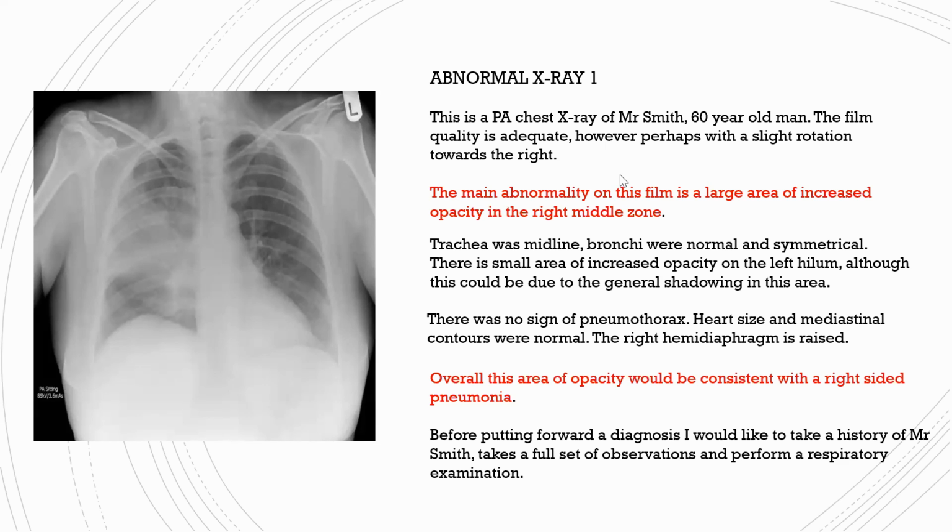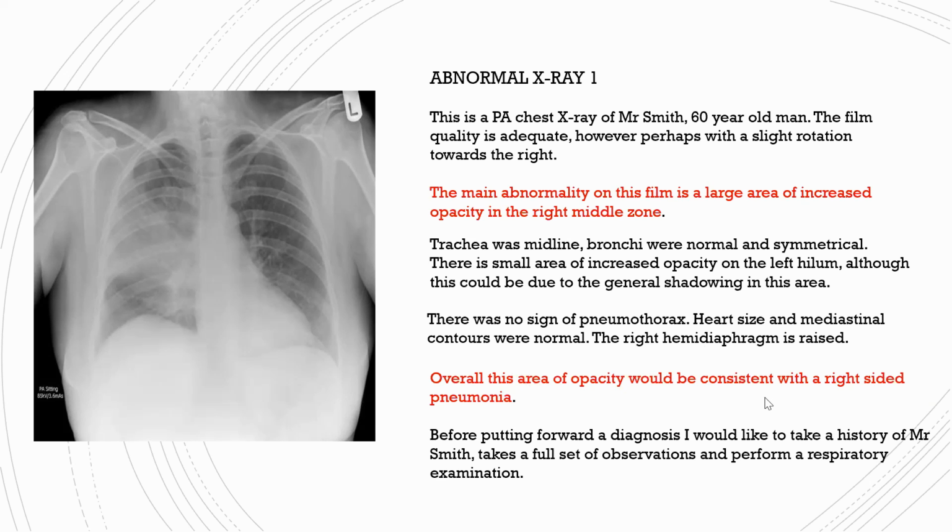You say the abnormality, and then you go, okay, the trachea is midline, bronchi are normal and symmetrical, or actually you could say there is some area on the right bronchi that I'm not sure about, might be a lymph node. Yeah, there we go. Also, you can say this can be due to the general shadowing in the area. There was no sign of pneumothorax. The heart size and mediastinal contour are normal, and the right hemidiaphragm is raised, which it is. It might be normal, but you still have to say it, you know. I can see that it's definitely raised in comparison to the other side.